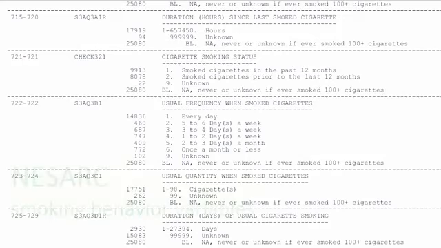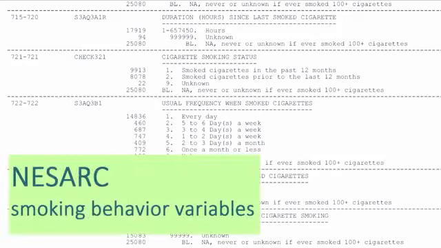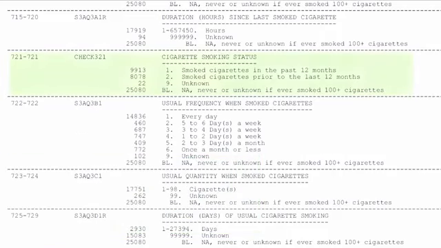So next, I take a step similar to one that I just took when choosing nicotine dependence. That is, I identify the variables that measure this second topic, smoking behavior, in my dataset. The variables I choose include cigarette smoking status, usual frequency, and usual quantity.